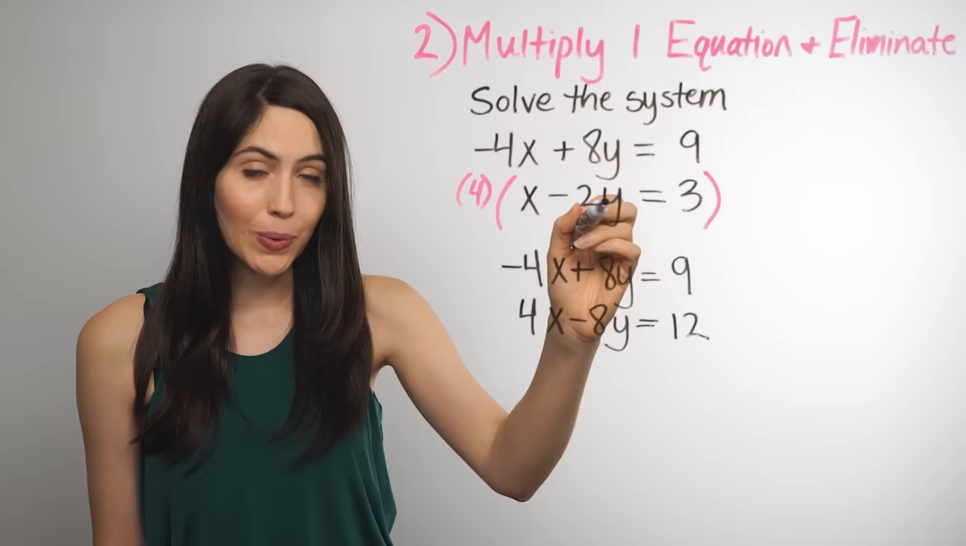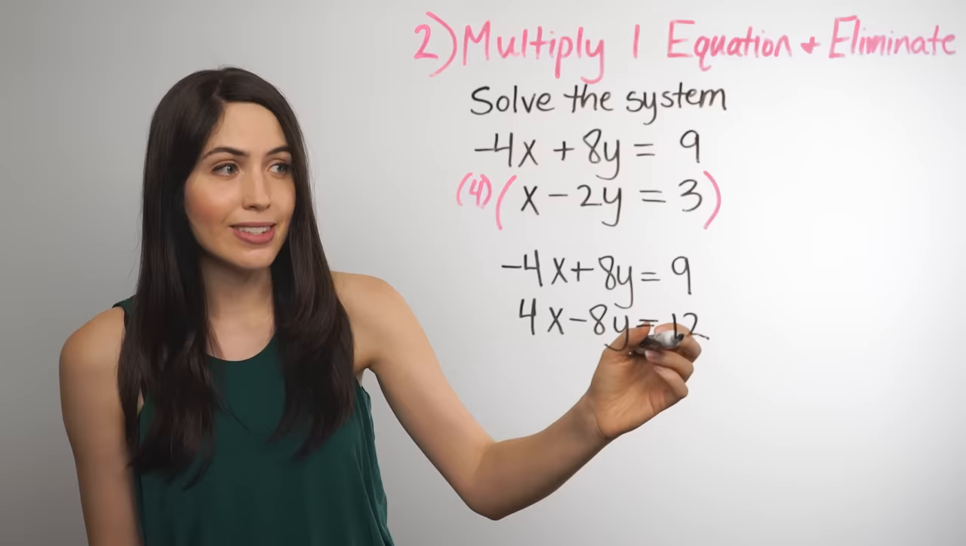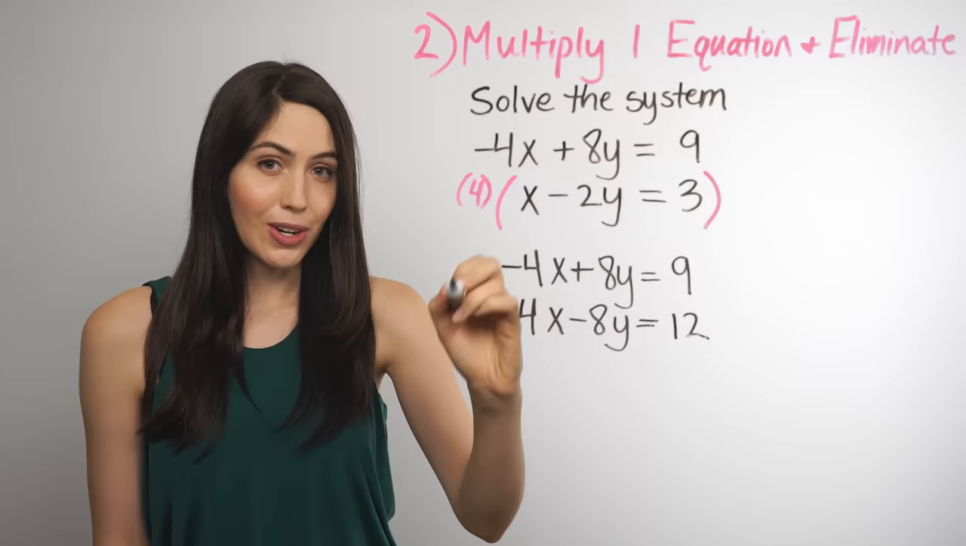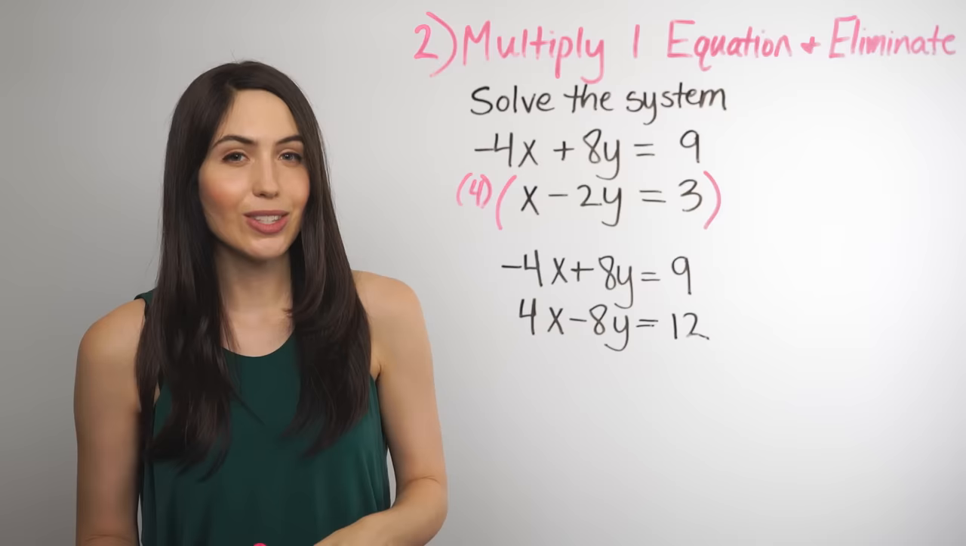And then this is really important. Instead of 3, you have 12. So don't forget to multiply the number that's on the right side also by the 4. It's really easy to forget. So this is our new system of equations, and it's much better for adding and canceling things. So let's try doing that.